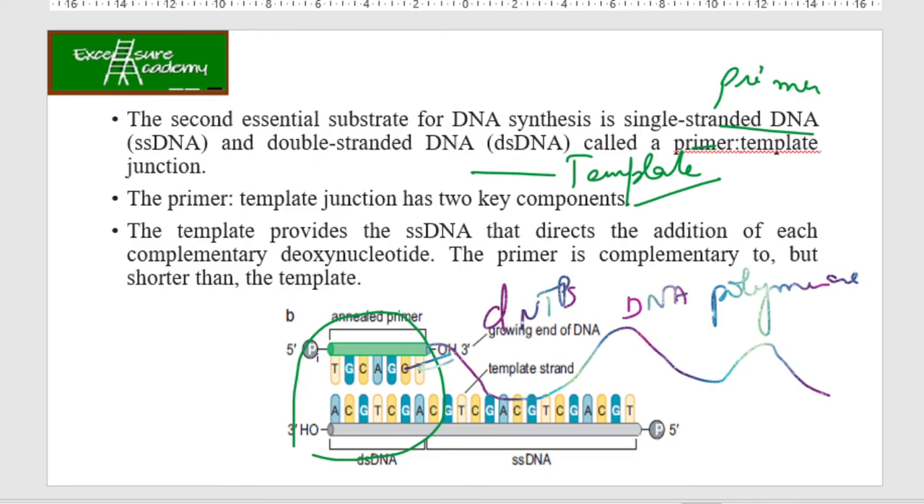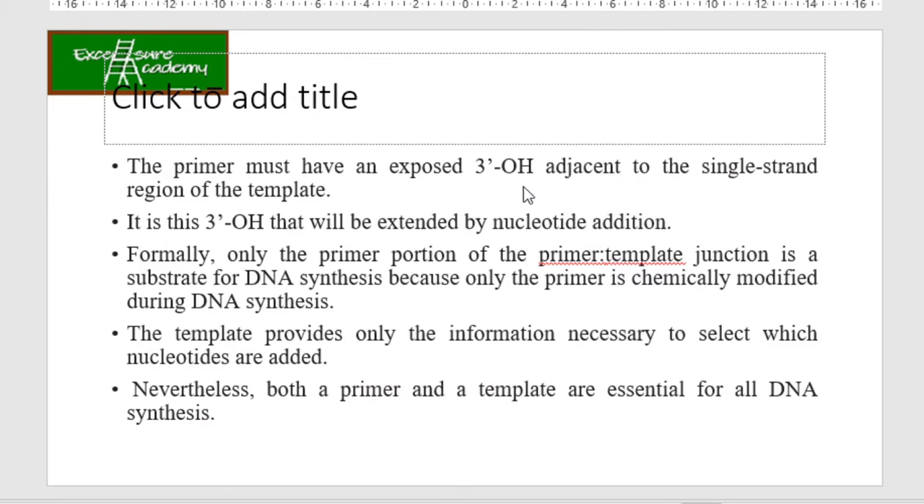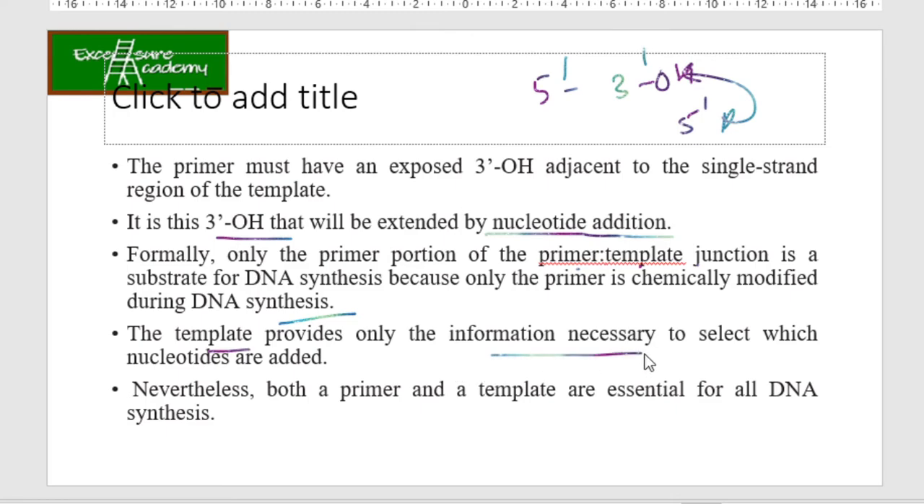Okay. So the primer must have an exposed 3'-OH because we know it is 5' to 3', right? So it is at the 3'-OH that the new 5' phosphate group will attach and form the phosphodiester bond. We know this, right? So it is the 3'-OH that will be extended by the addition of the nucleotide. Then formally only the primer portion of the primer template junction is the substrate for DNA synthesis because the primer is chemically modified during DNA synthesis, and template only provides the information. What does this mean? The new strand will be made only from the complementary sequence of the template sequence.